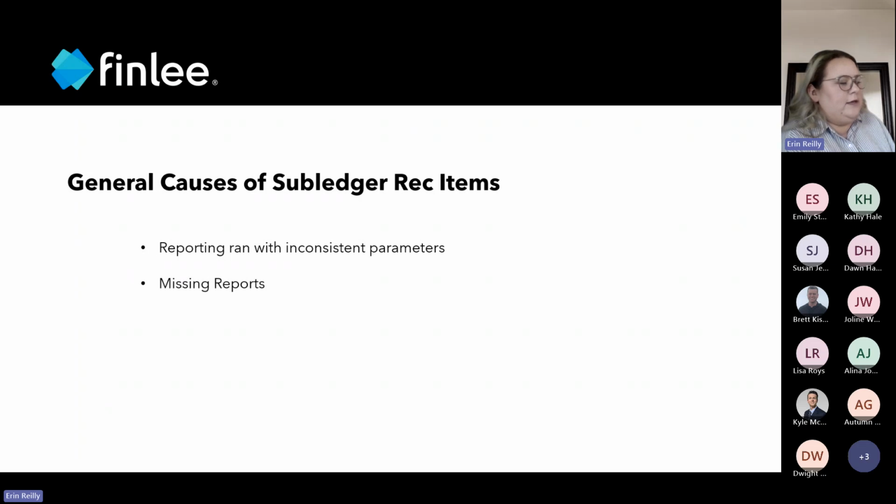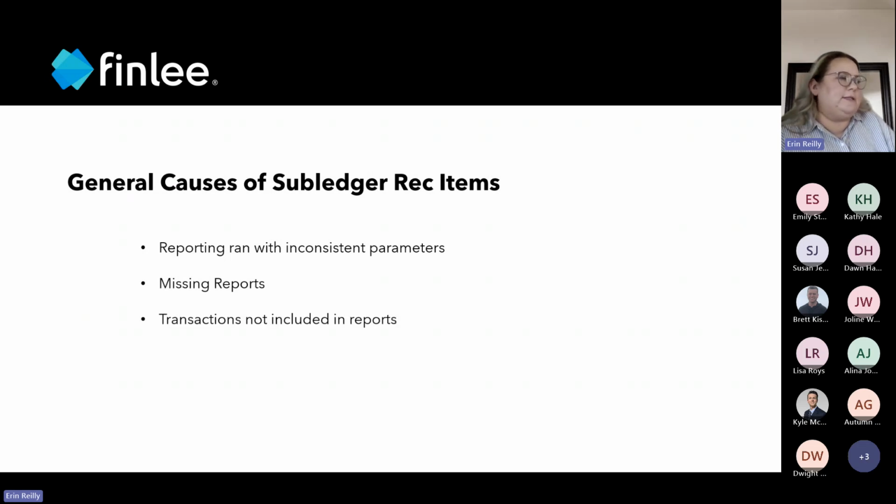So if you're just outright missing a report, let's say that you import on a daily basis ACH files that were remitted to the bank the day prior. If that's another department's responsibility to populate those ACH files in a shared directory where you pull them and then pull them into Finlee by uploading them, and they're not consistently providing you all the ACH reports, that's really just an internal operational process that needs to be solidified. So that can be a cause of subledger rec items that can be easily remedied with just maybe an internal check or documents, something like that.